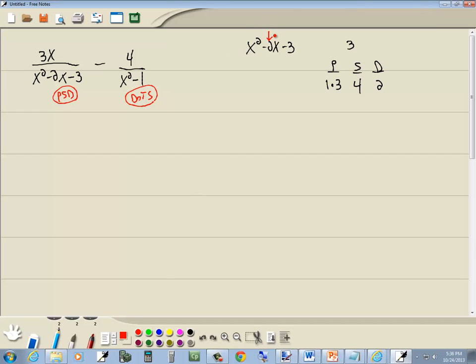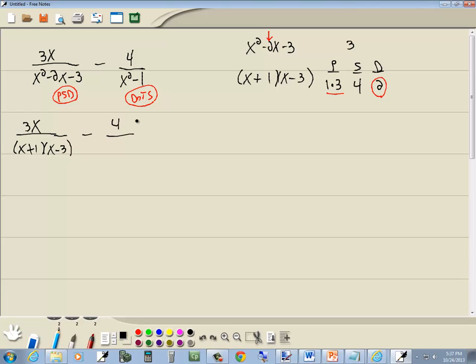Now, the number we're looking for is the number for our x, which is 2, which is right here. So we're going to use 1 and 3. Now, our larger number in the P column that we're using, which is the 3, is always going to be the same sign as the middle term, which in this problem was negative. The numbers circled are in the difference column, D for different signs. So if this is negative, then this other one's going to be positive. So our first one is 3x over x plus 1, x minus 3.